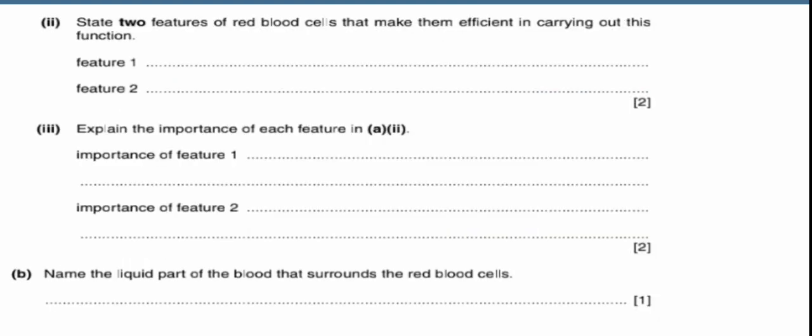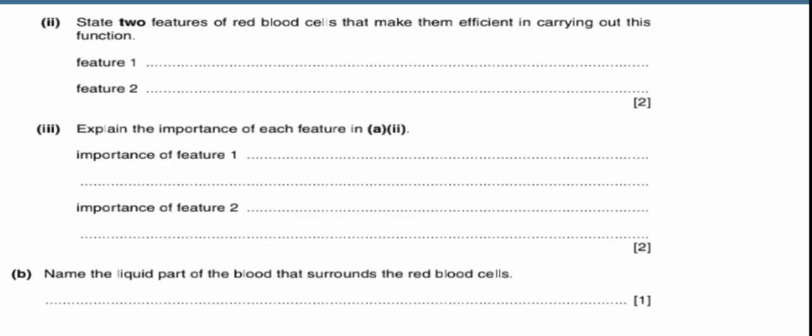The next question. State two features of red blood cells that make them efficient in carrying out this function. So the first one, let me just reverse back. We have this part here. It is called the biconcave shape. This biconcave shape allows them to carry hemoglobin. So you can say the first one is going to be the presence of the biconcave shape.